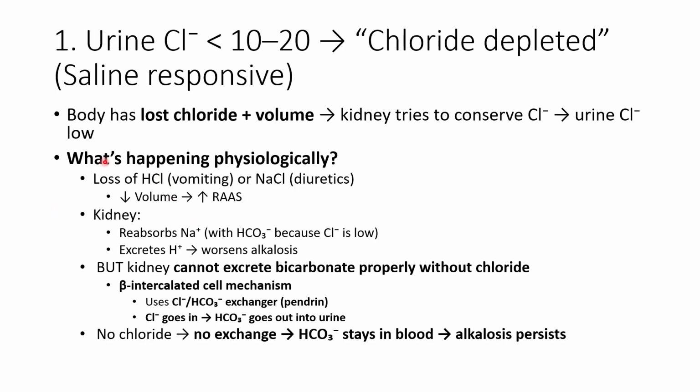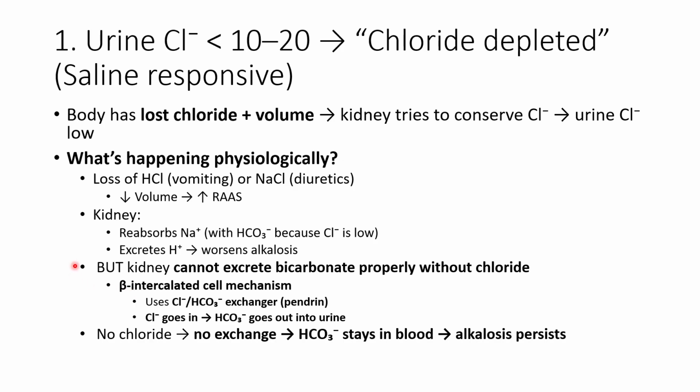What is happening at the kidney? The kidney, to increase the volume as water follows sodium, tries to reabsorb sodium, but the chloride is lost, so the body absorbs sodium with bicarbonate to maintain electrical neutrality and excretes H+, which worsens alkalosis. And there is no chloride for the kidney to excrete bicarb. Again, the channel is the bicarb-chloride exchanger, and there is no chloride, so the body cannot excrete bicarb. The body rather is absorbing bicarb to absorb sodium, leading to alkalosis, and the body is losing H+ ions.